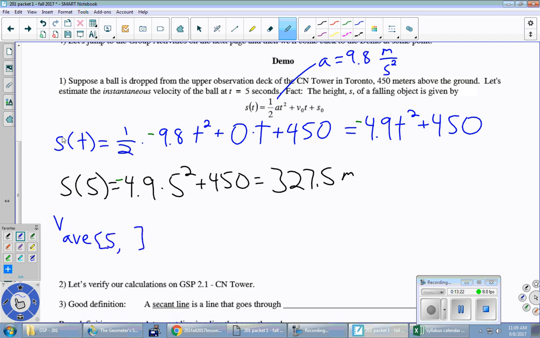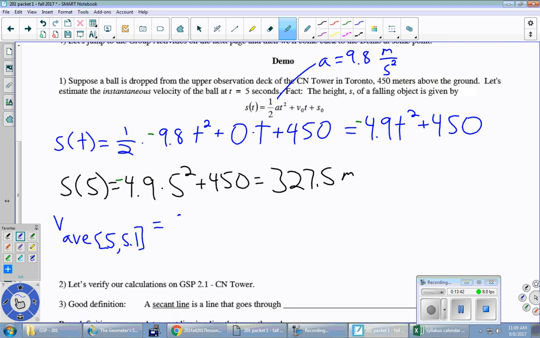I'm going to say, let's take a look at the velocity between 5 seconds and 5.1 seconds. And average velocity is really easy to calculate. In fact, you did it with the zombies. We know that average velocity is change in what over change in what? Change in distance over change in time, and I can do some calculations here.